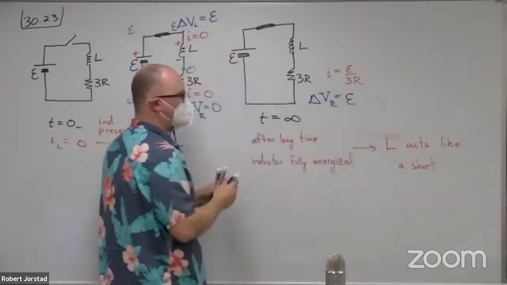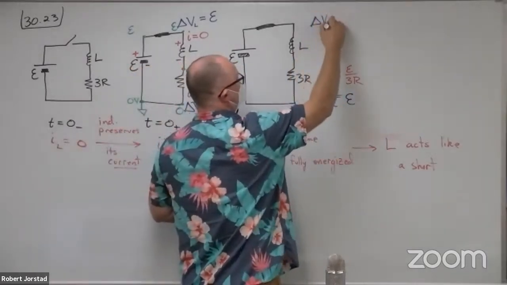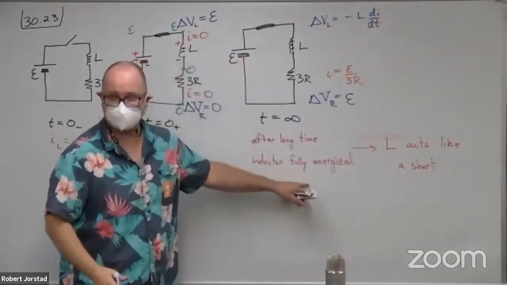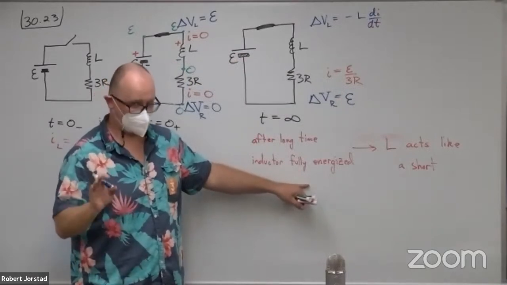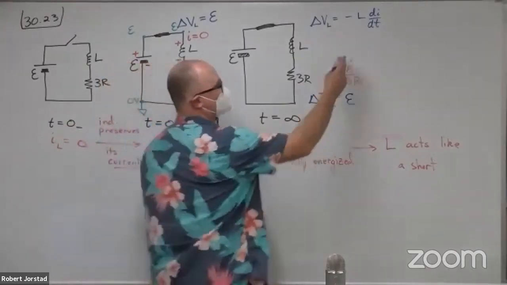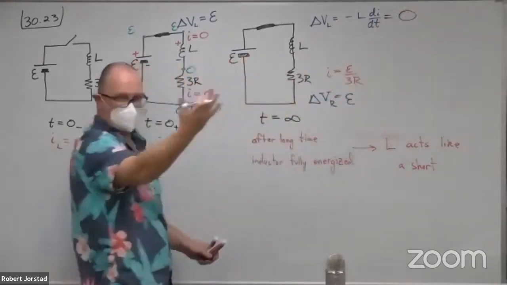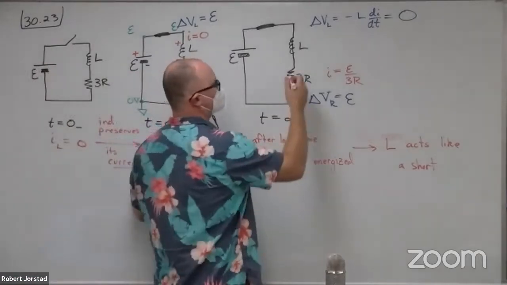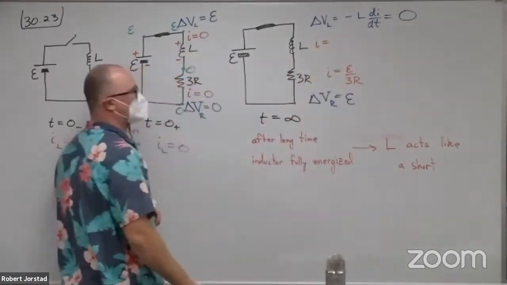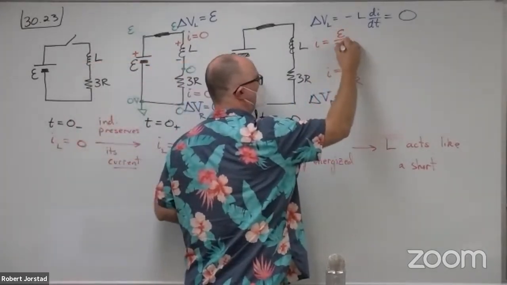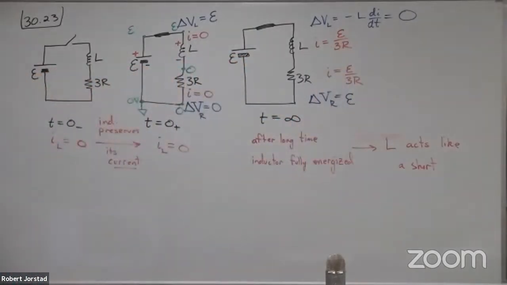E. Now, wait a minute. Don't we know an equation for a delta V across the inductor? After a long time, are things changing or not changing after a really long time? Not changing. So what's di dt? Makes sense. So the current through the inductor is 0, right? No! These are in series. Okay, got it?